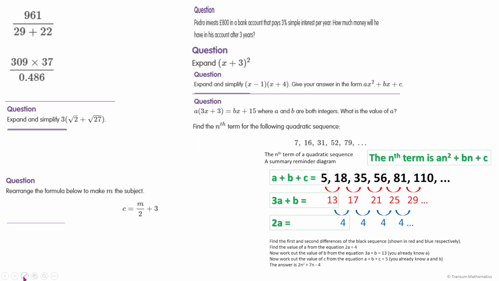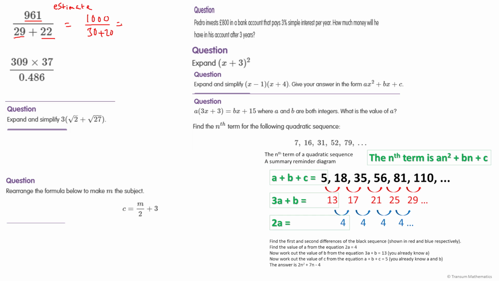Okay, year 9. Just going through the common questions that you made mistakes on in your non-calc version of the knowledge checker. Now, this was an estimation question. It said estimate. So, when you estimate, you just round to one significant figure. So that becomes 1000 divided by 30 plus 20.